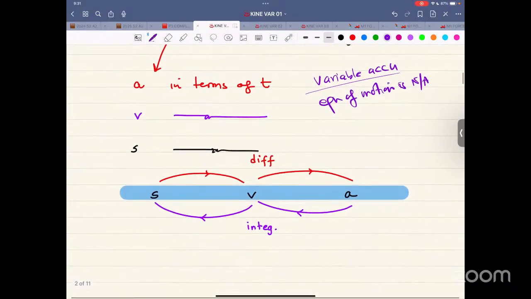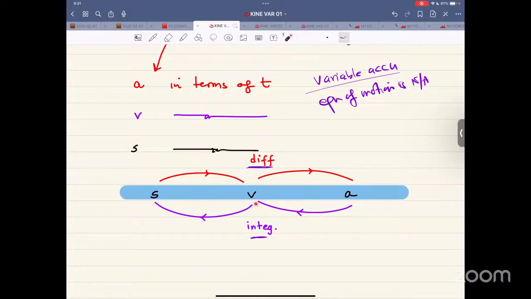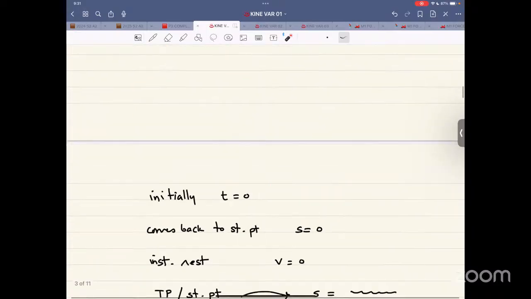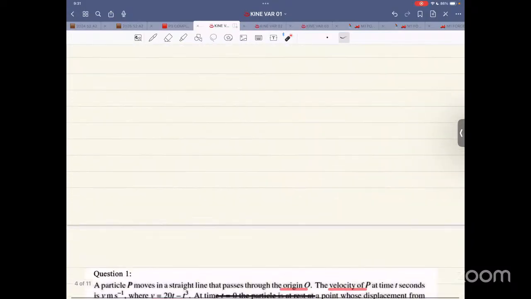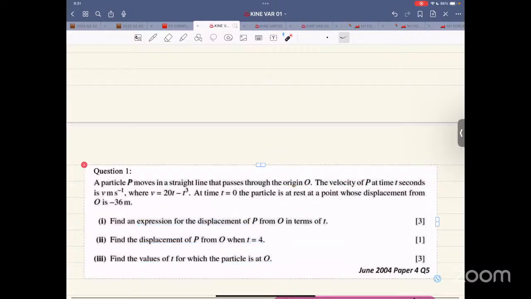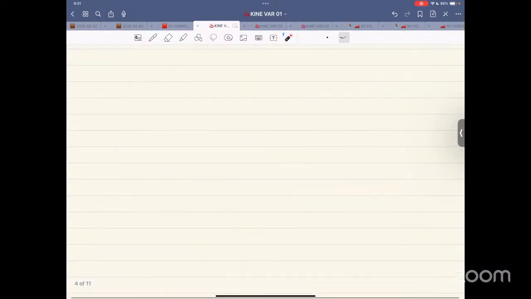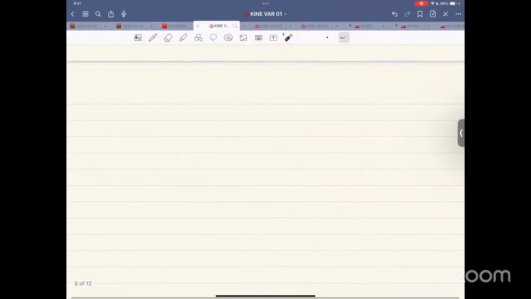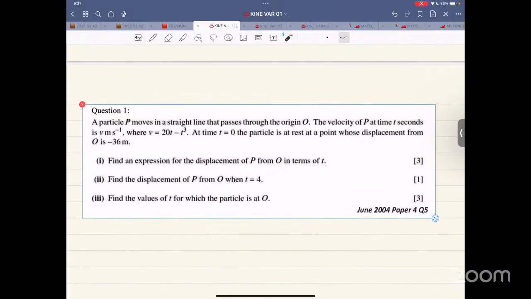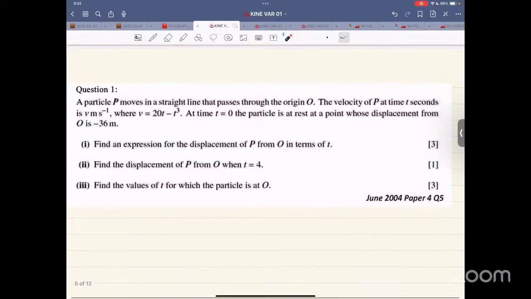So now you have to use differentiation, you have to use integration. Differentiate displacement, you get velocity; differentiate velocity, you get acceleration; integrate acceleration, you get velocity; integrate velocity, you get displacement. So that's the concept of first derivative, second derivative, and all these things. So now let's look at this first question. And once we are done with this kinematics, I'll first read out some things from the past papers.